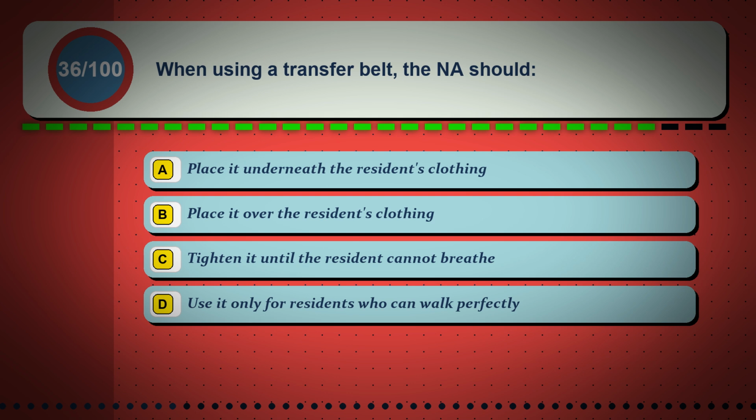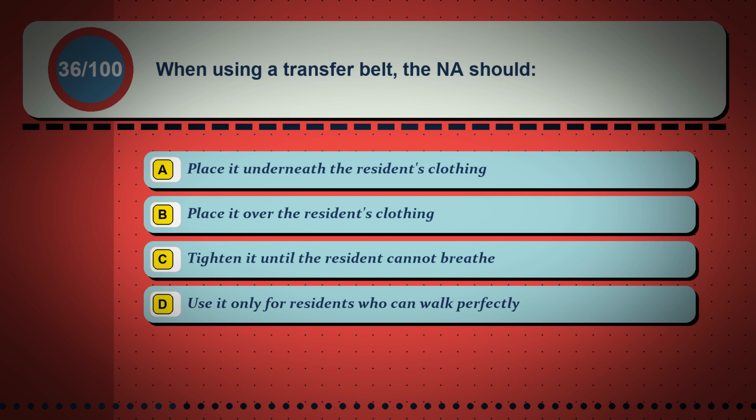Question 36. When using a transfer belt, the NA should: Option A, place it underneath the resident's clothing. Option B, place it over the resident's clothing. Option C, tighten it until the resident cannot breathe. Option D, use it only for residents who can walk perfectly.